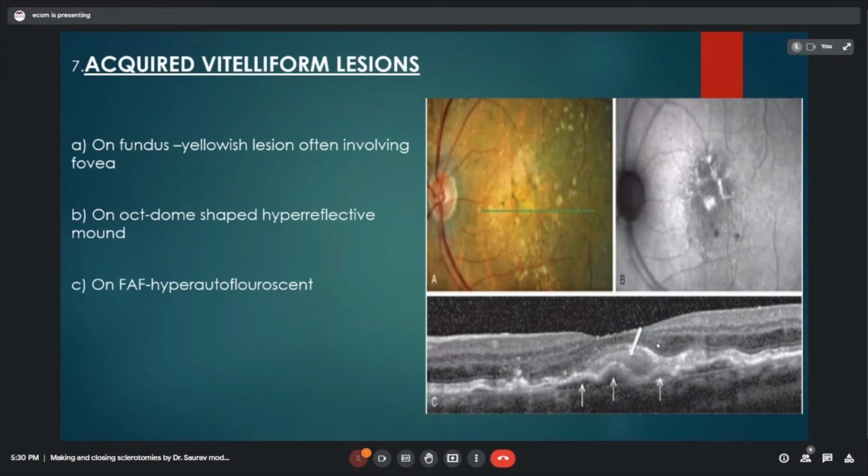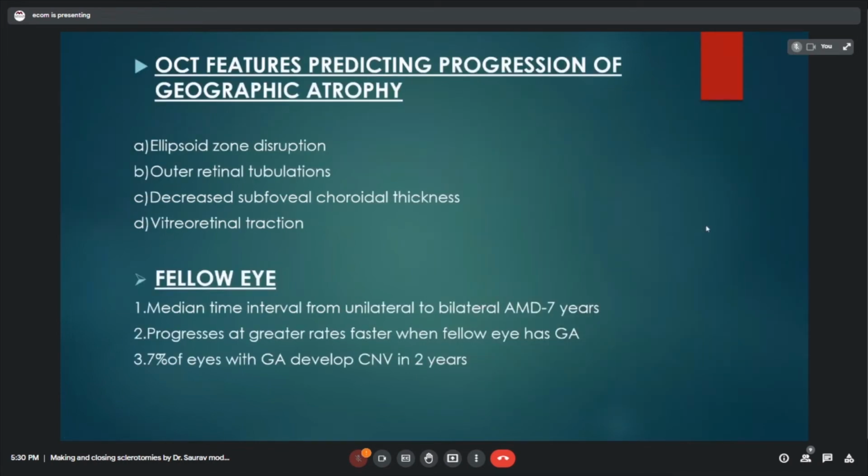Acquired vitelliform lesions can be found in combination with cuticular drusen, and on fundus they appear as a yellowish elevation. On OCT, they appear as a dome-shaped deformity with a hyperreflective mound, and on fundus autofluorescence they appear hyperautofluorescent. OCT features which predict the progression of geographic atrophy are ellipsoid zone disruption, outer retinal tubulations, decreased subfoveal choroidal thickness, and vitreoretinal traction. Now, if the fellow eye is also involved, the median time interval from unilateral to bilateral AMD is 7 years.